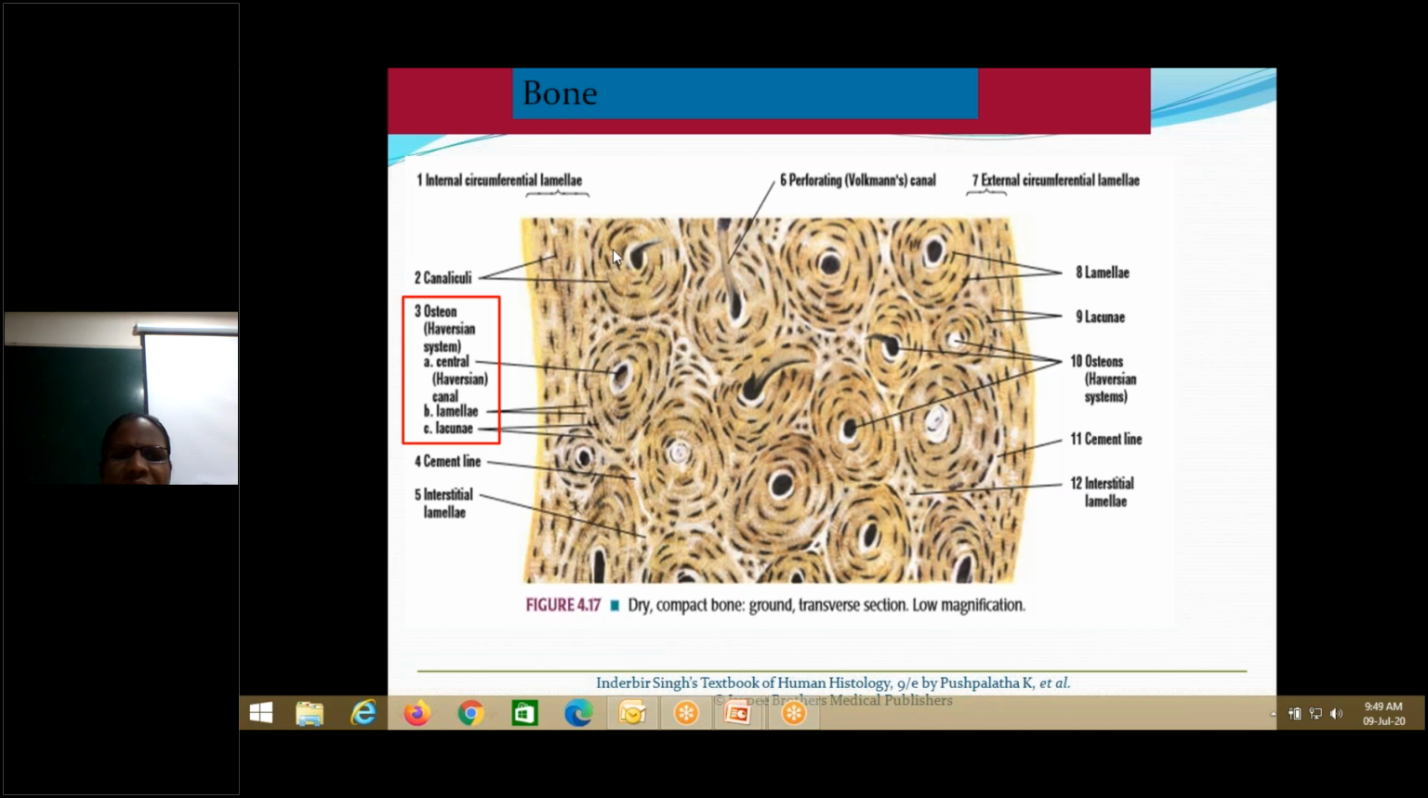In this way, a number of Haversian systems are present within the bone transverse section. Each Haversian system contains a Haversian canal, lamellae, and lacunae with the canalicular part.